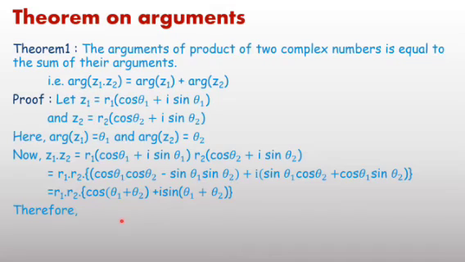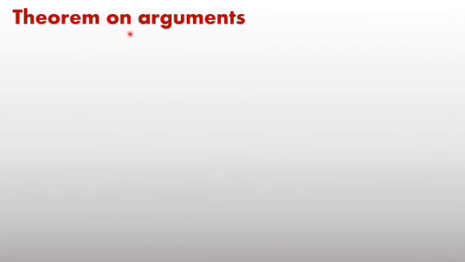Therefore, the argument of z1 z2 we can write as theta 1 plus theta 2, and theta 1 means the argument of z1 plus the argument of z2. In this way, the first theorem is completed: the argument of the product of two complex numbers is equal to the sum of their arguments.